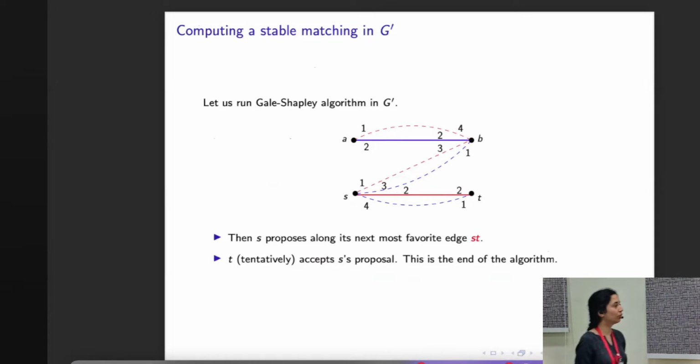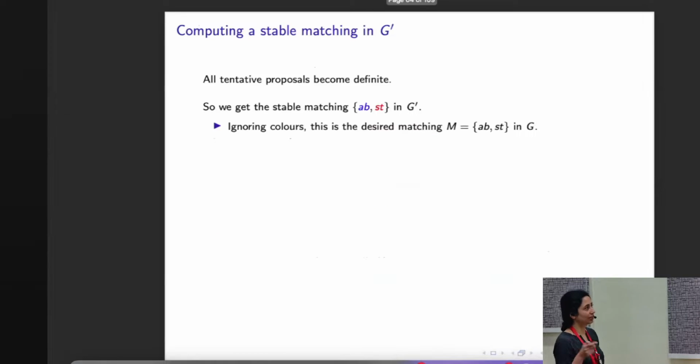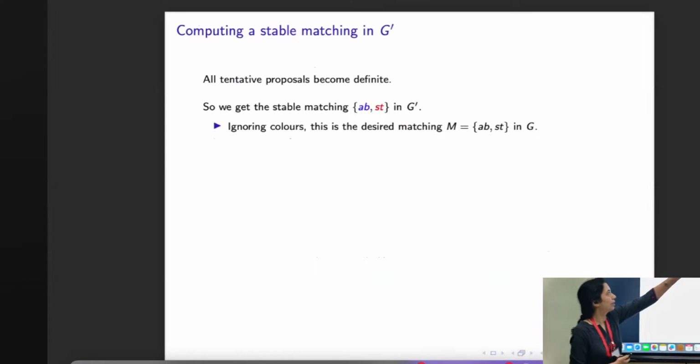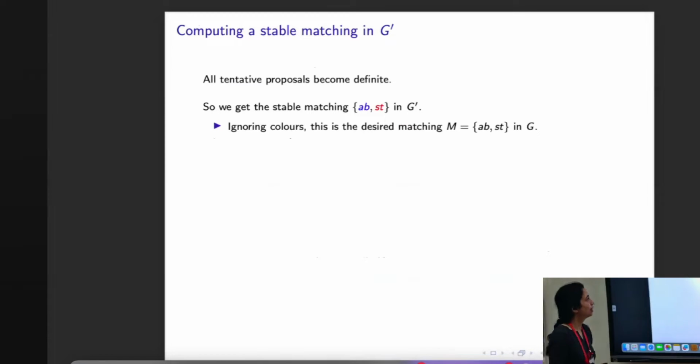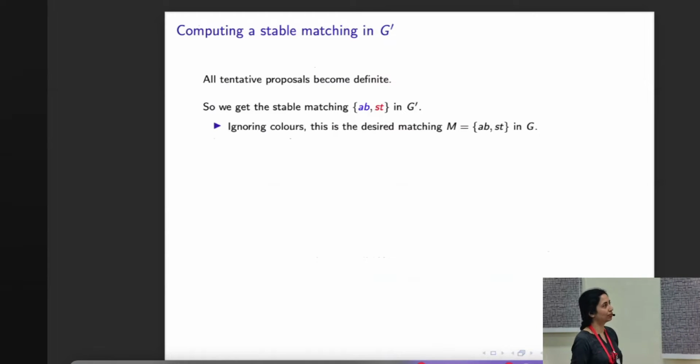And actually there is no one else left to propose. Both the agents have been accepted, so that's the end of the algorithm. So indeed, as someone said, the tentative proposals are now definite and we get the matching that we wanted. So we wanted this perfect matching, we got it. Just ignore the colors now and we have the matching that we wanted.